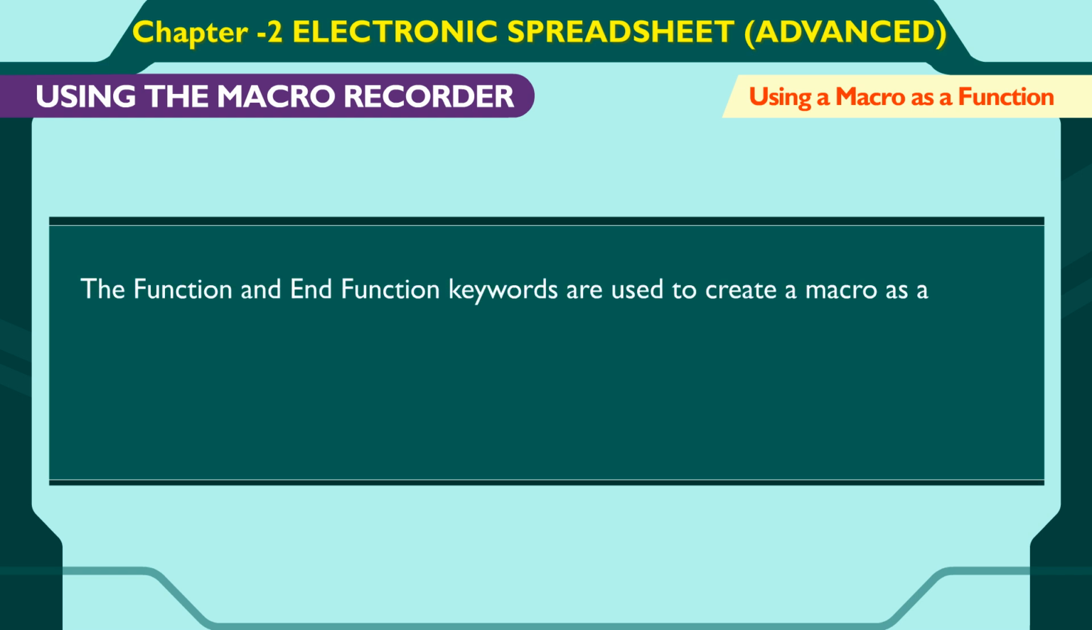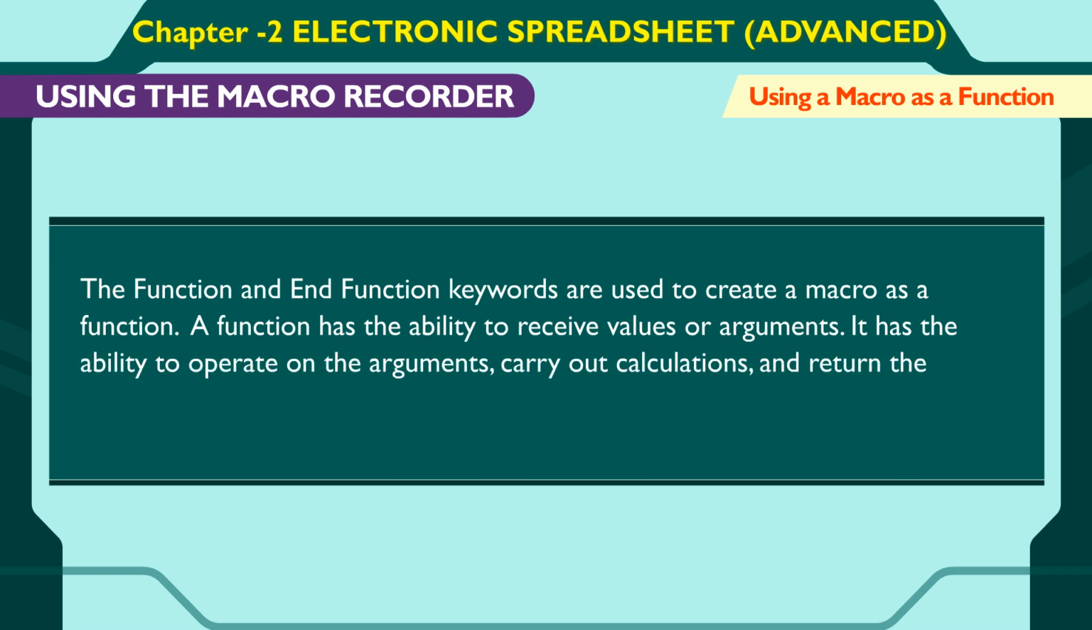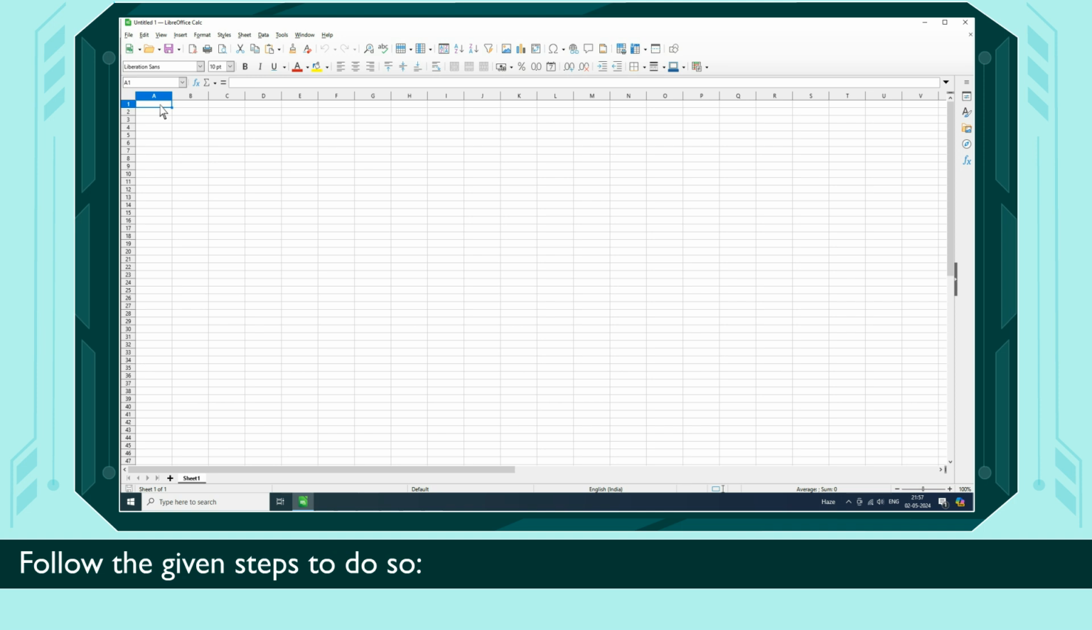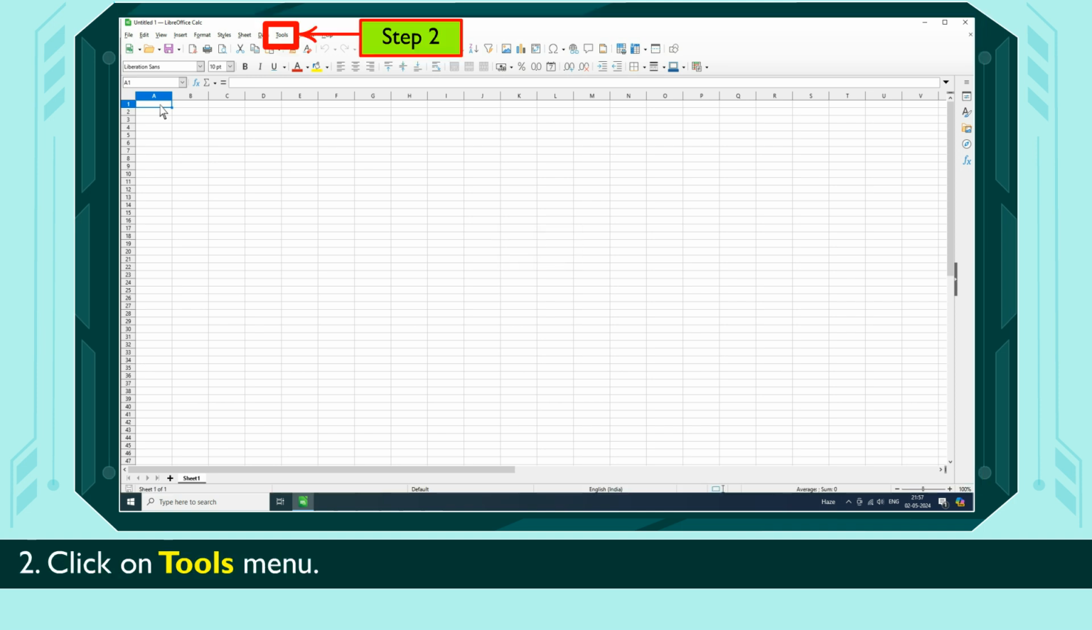The Function and End Function keywords are used to create a macro as a function. A function has the ability to receive values or arguments. It has the ability to operate on the arguments, carry out calculations, and return the outcome. Follow the given steps to do so. 1. Open a workbook. 2.